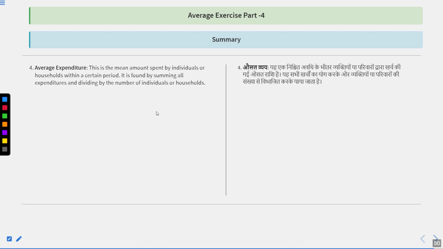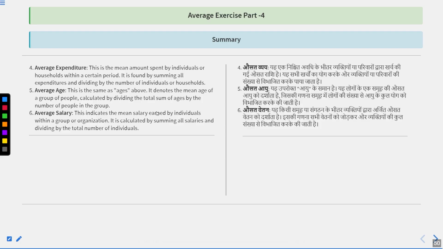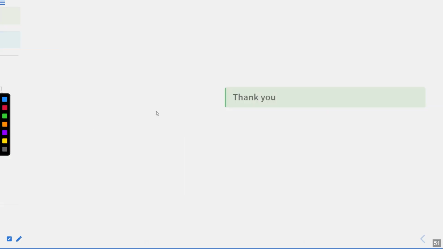What is average expenditure? This is the mean amount spent by an individual or household within a certain period. It is found by summing all the expenditure and dividing by the number of individuals or households. The average age is the same as above. It denotes the mean age of a group of people, calculated by dividing the total sum of the ages by the number of people in a group. What is average salary? This indicates the mean salary earned by individuals within a group or organization. It is calculated by summing all the salaries and dividing by the total number of individuals. Now, thank you.